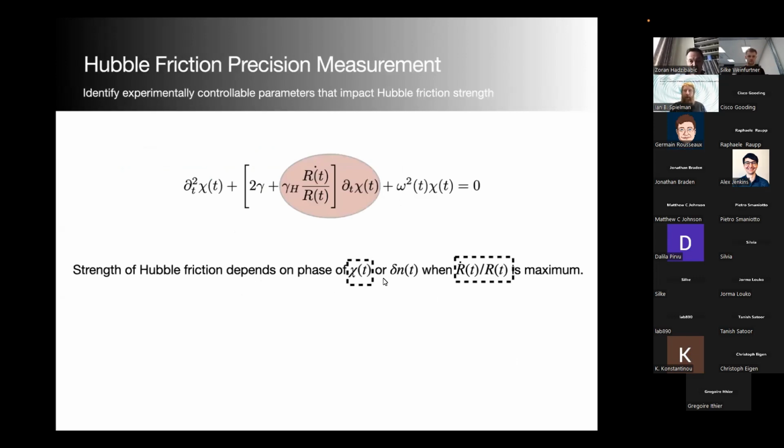I mentioned that the strength of the Hubble friction depends upon when you choose to expand or contract with respect to the phase of either the density or chi, take your pick. And this is the strongest or weakest when r dot over r is maximal or minimal, as you'd anticipate from the equation.